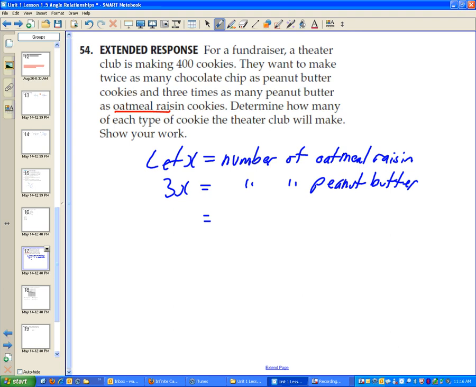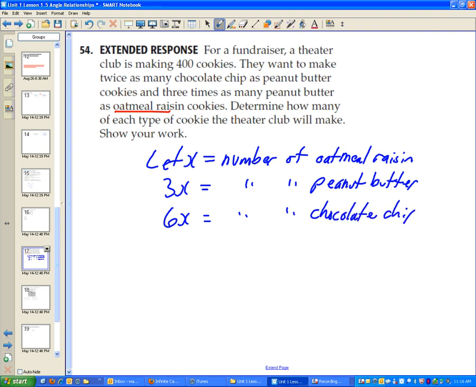Now, I still need to represent the number of chocolate chip cookies. So it says they want to make twice as many chocolate chip as peanut butter. Not twice as many as X, twice as many as 3X. What is twice 3X? 6X. Twice 3X means 2 times 3X, 6X. That's the number of chocolate chip.